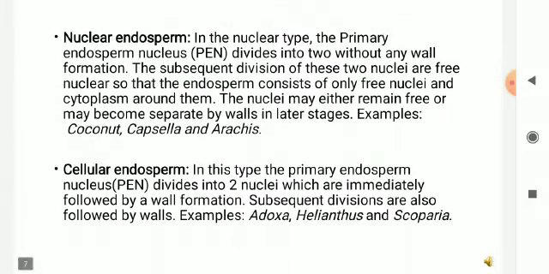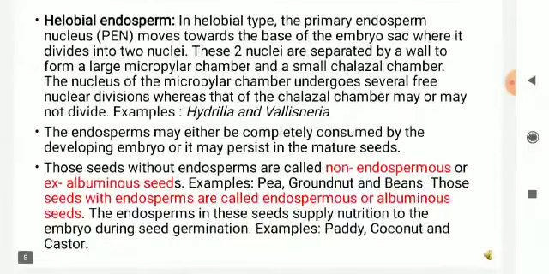Now in this slide you can see the details of nuclear endosperm and cellular endosperm. For nuclear endosperm, the common examples are coconut, capsella, arachis, and in cellular endosperm, the common examples are adoxa, helianthus, etc. And in helobial, there are examples of hydrilla and vallisneria.